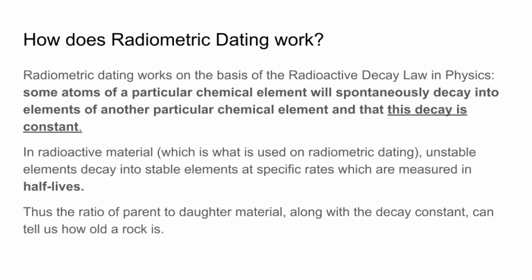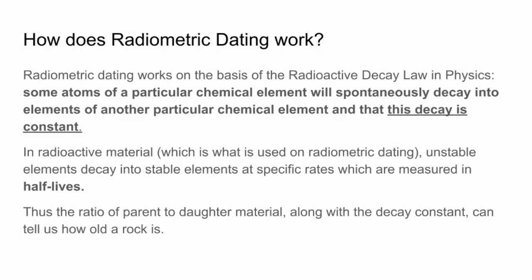So you already know this, but since we're recording this, and if we do end up posting it, I want to go over this for the sake of folks at home. How does radiometric dating work? Well, radiometric dating works on the basis of what's called the radioactive decay law in physics, which states that some atoms of a particular chemical element are going to spontaneously decay into atoms of another particular chemical element. And this decay should be constant, right?